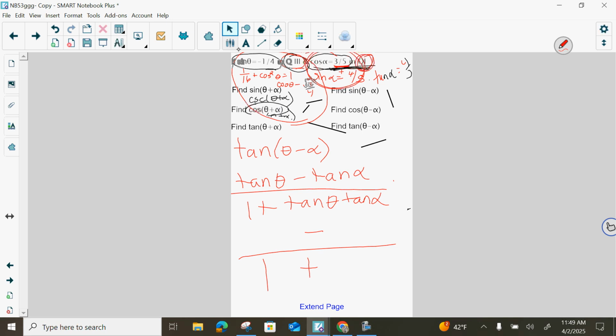Okay, so if you're doing tangent difference, you've got your rule. So now go back up to the beginning, and write this down. Sine of theta is -1/4. Cosine of theta is negative rad 15/4. Cosine of alpha is 3/5, so write it underneath that one. And sine of alpha is 4/5. Okay, so now isn't tangent sine over cosine?